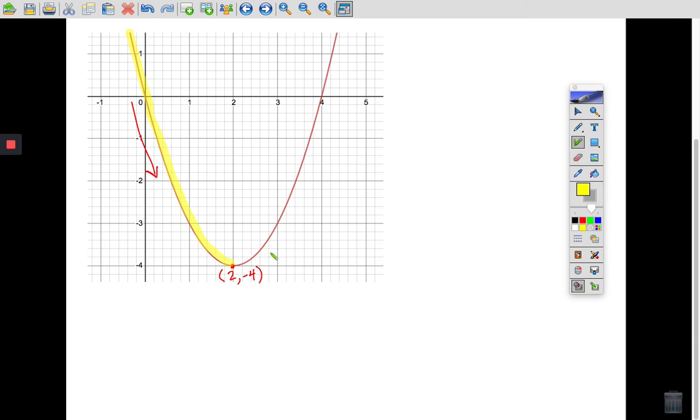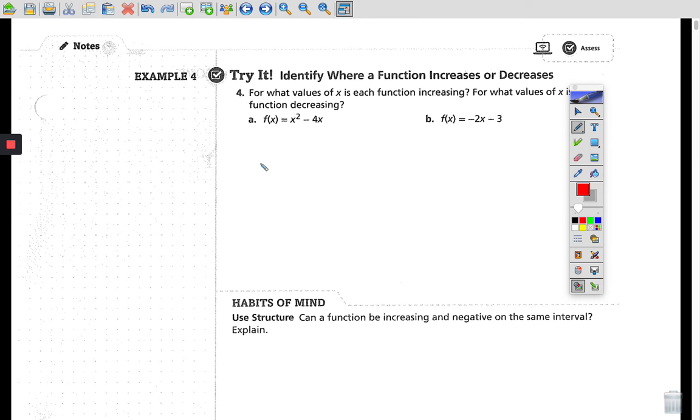So because I was drawing down, that means that I am decreasing. Now at 2, negative 4, I changed directions and now I'm going up. So that means I am increasing. I was decreasing as I started my graph, and I will be increasing as I finish it up. So I'm going to write increasing and decreasing. I'm going to do it for both, actually.